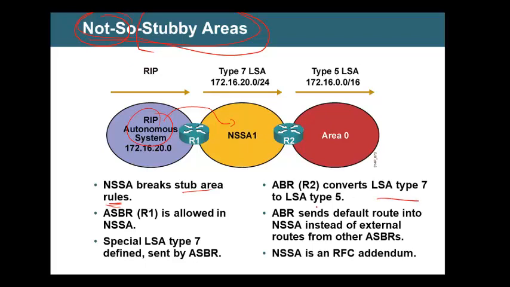So that is why you see router 1 is allowed, meaning router 1 is the one which is bringing RIP routes. Isn't it? Router 1 is an ASBR. It is allowed in this NSSA, but it is allowed as type 7, not as type 5.